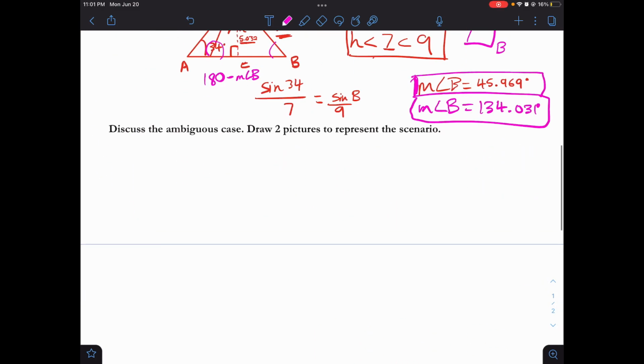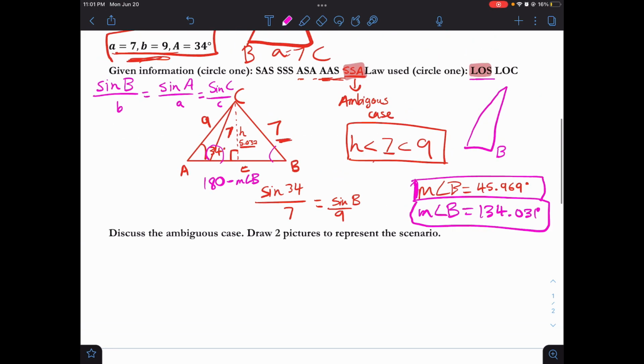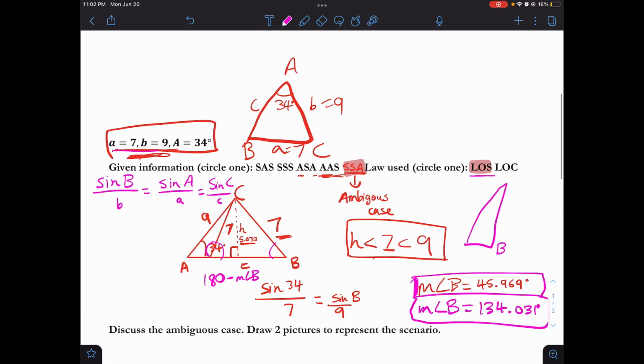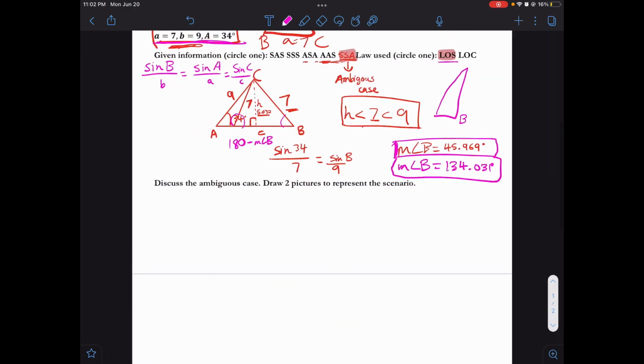Okay. Now, discuss the ambiguous case. So we just did that. And draw 2 pictures to represent the scenario. So I already showed you an example with 2 solutions because it gave us this, right? And let me just check if it actually was an ambiguous case or I just messed up. So A is 7, B is 9. Then the angle at A is 34, and we do not have an included angle. Okay, yeah, that was an ambiguous case.